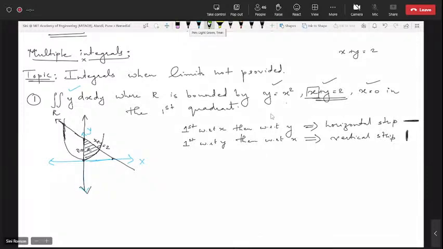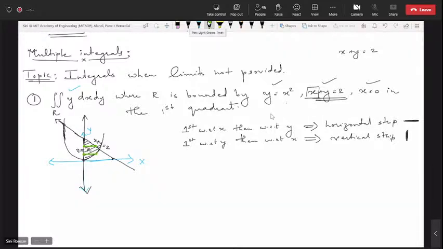Why? Because if you go with horizontal, how many regions will come? See, when I'm making a horizontal strip like this, you can see it is starting from the y-axis, going out of x plus y equal to 2. But is it so throughout the region? Throughout the region it is like that. But as I go down, what will happen? Now I made a horizontal strip, so what happened? It is starting from the y-axis, but now it is going out of what?